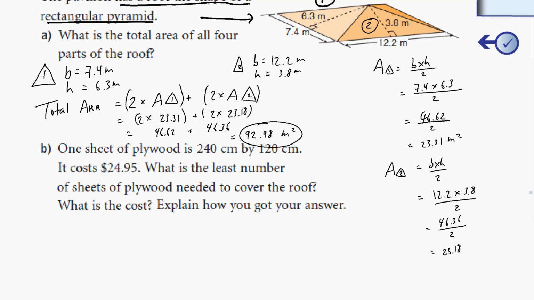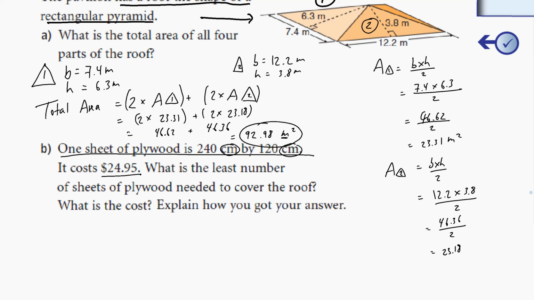Now the next part, 1 sheet of plywood is this particular size. It costs this amount of money. What's the least number of sheets of plywood we need to cover this roof? The tricky part here is that this is in centimeters and our answer is in meters. So that's not going to work.